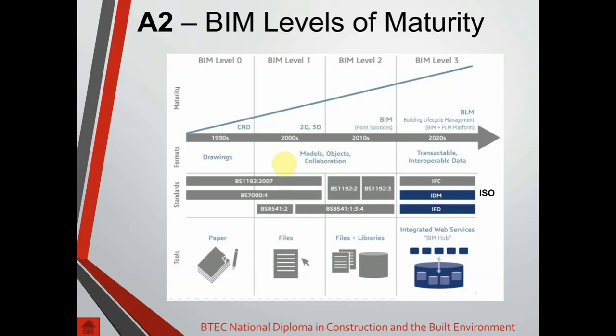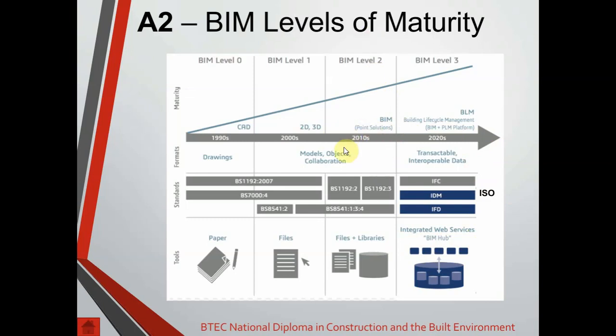Okay, so then BIM level 2 came in, and if you remember back to my original lesson, I said that a couple of years ago the government said that all government projects had to be BIM level 2. They recognised that there just needed to be a little bit more cohesion between all of the different people to make sure something was working. Okay, ignore the bit here that says point solutions, and then this part here, that's because I've taken it from a company. Okay, and this BIM hub bit here.